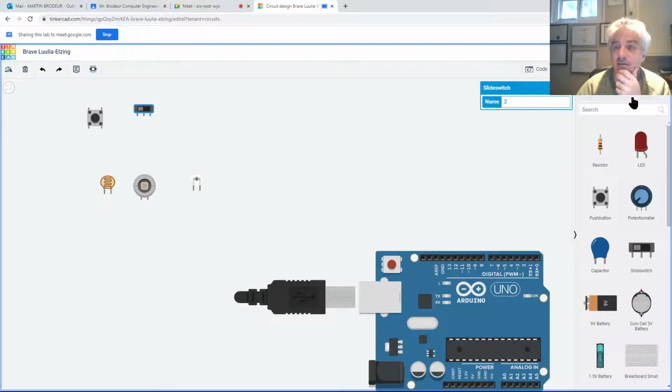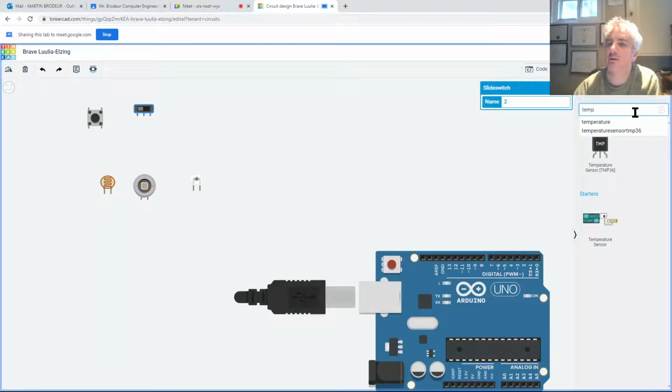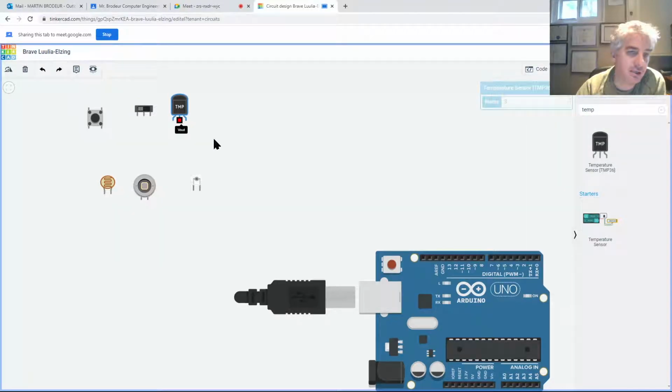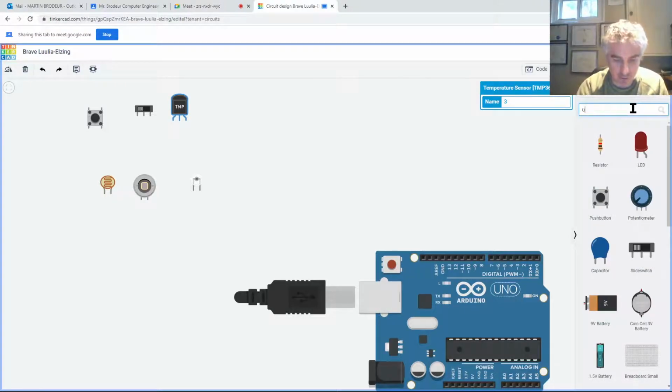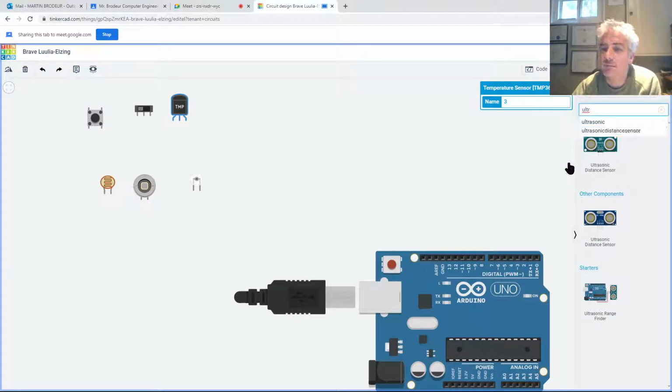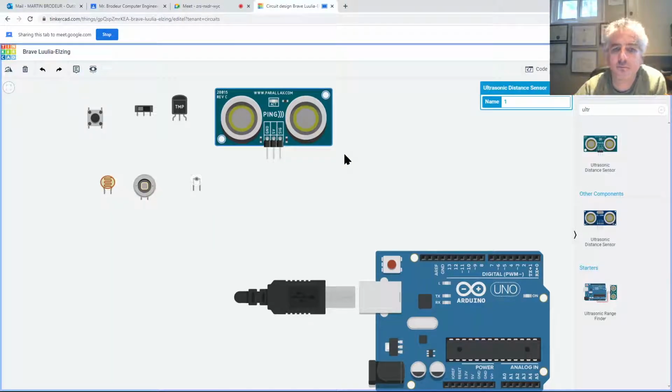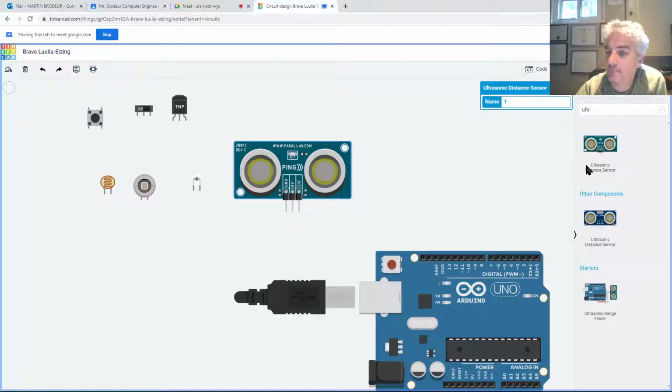A temperature sensor? Yes. So there's a temperature sensor. It's a chip, the shape of a transistor, right? So if you hover over the pins, you can see what they do. You power it on the left pin, you ground it on the right, and then the middle pin is your out voltage. Okay? More. The ultrasonic distance sensor. Right. Yeah, so this guy. Okay? Let's put it here, okay?